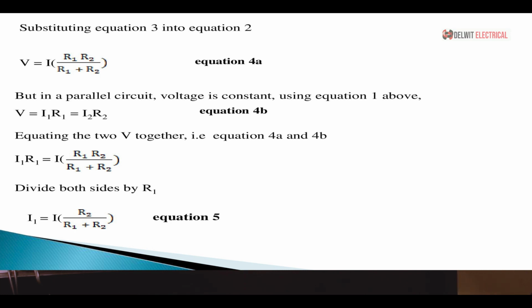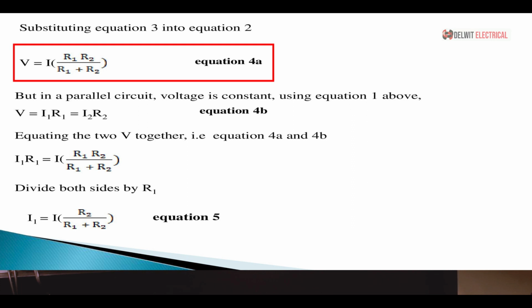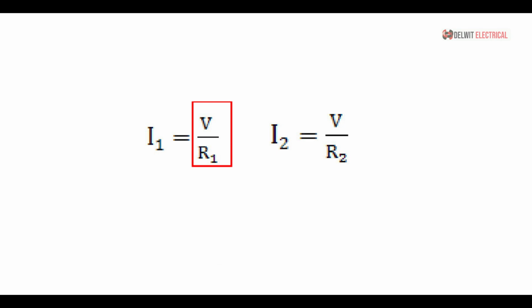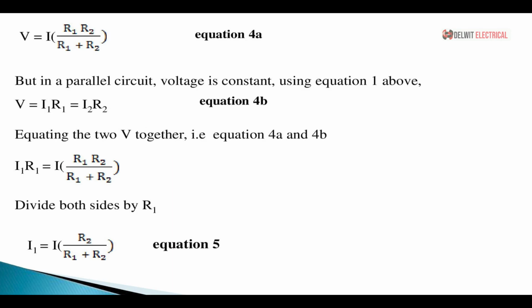So in that case, we could substitute our V into our R equivalent in equation 4, from what we can see on the screen. But in a parallel circuit, voltage is constant. So if we use equation 3, we can get V is equal to I1 R1, which is equal to I2 R2. Therefore, our I1 will now be V over R1, our I2 will now be V over R2.